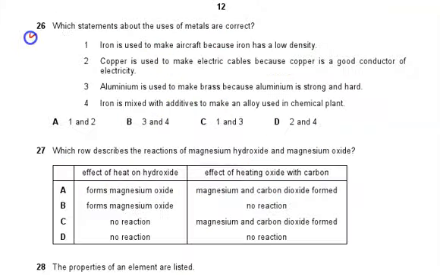For number 26, which statement about the use of metals is correct? So iron is used to make aircraft because iron has a low density. This is a wrong fact. They will be using duralium to make an aircraft because it's hard and also has a low density. So number one is a no.